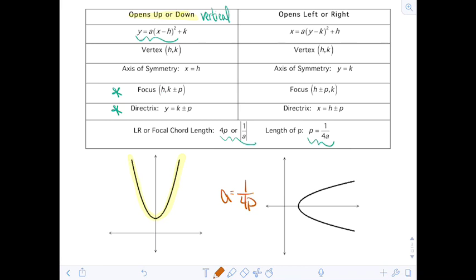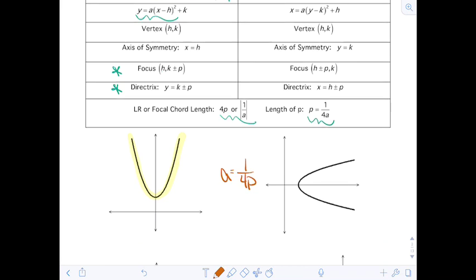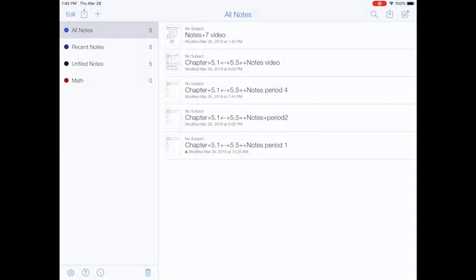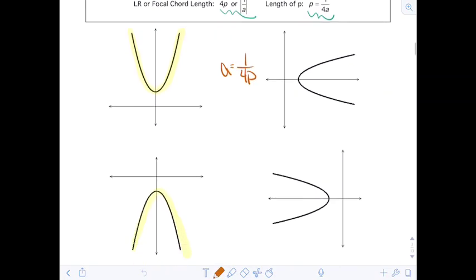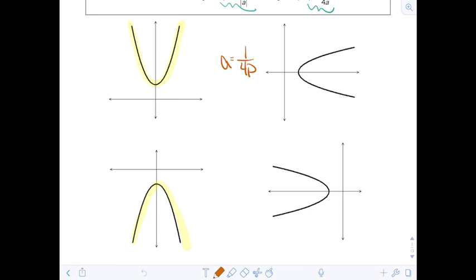So what does all this mean? As we look at this, these two equations here on the vertical side are equations where y is equal to a times x minus h all squared plus k. In both of these, the vertex is (h, k).